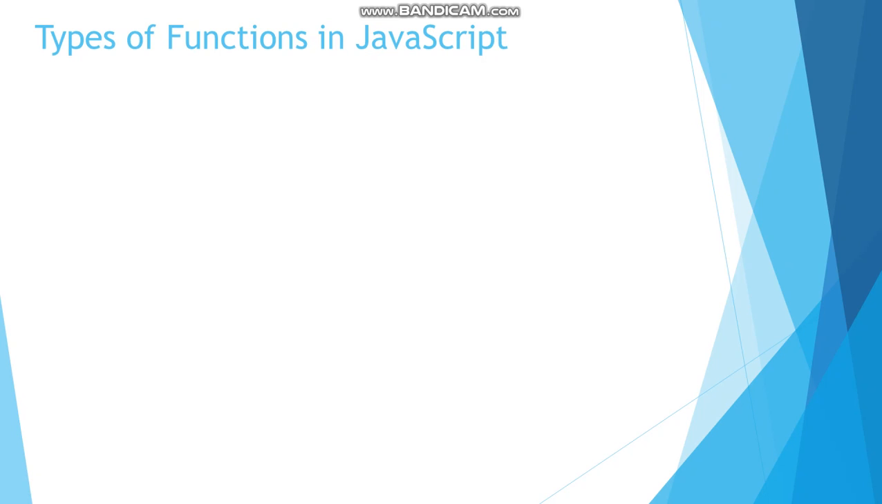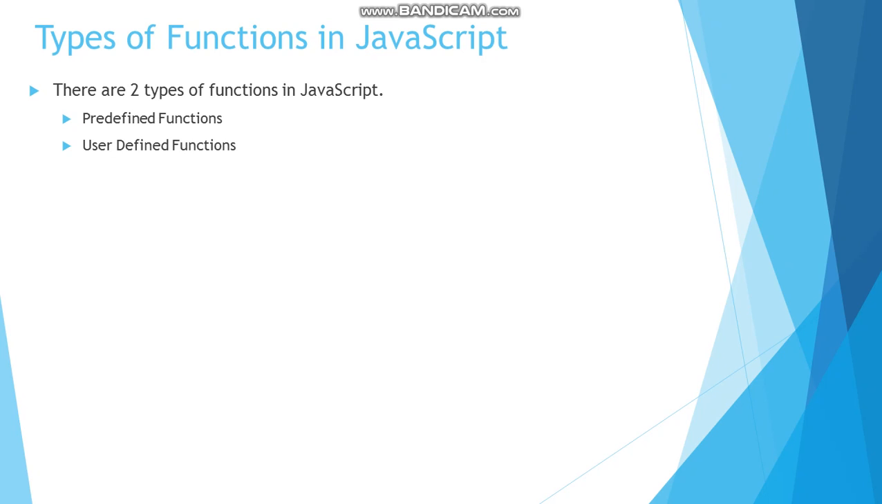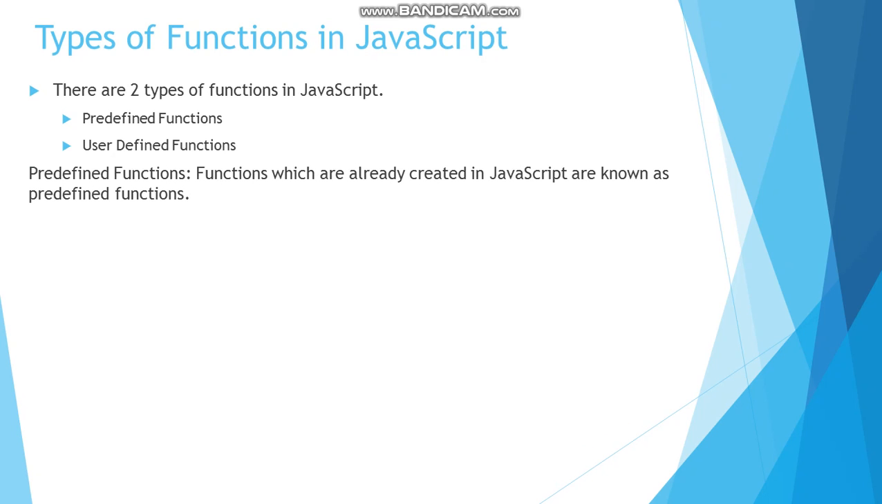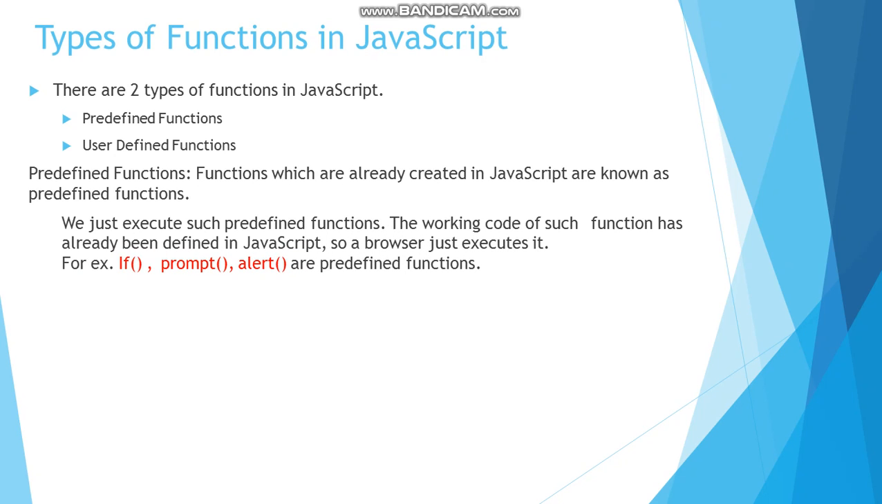Now, types of functions in JavaScript. There are two types of functions in JavaScript: predefined functions and user-defined functions. Predefined functions, this is a suggestive name. Functions which are already created in JavaScript are known as predefined functions. So we don't need to create predefined functions, we can just use them. We just execute such predefined functions. The working code of such a function has already been defined in JavaScript, so a browser just executes it.